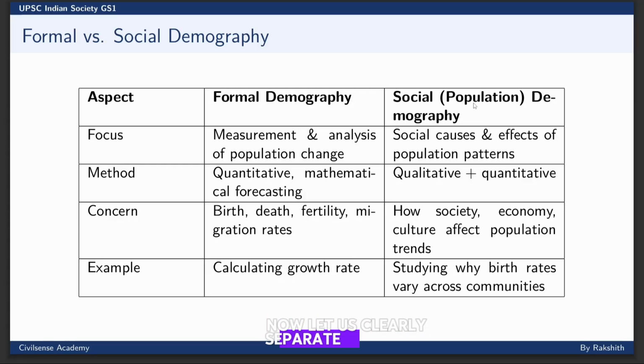Now, let us clearly separate two ideas. That is, formal demography answers questions like how many people, how fast is population growing, and what is the death rate. But social demography asks why is population growing faster in some regions and why is fertility higher among certain groups. For example, formal demography may tell us that birth rates are high in some states, but social demography explains that it is due to poverty, lack of education, patriarchy, or cultural beliefs. So remember this clearly for exams. Formal demography means numbers. Social demography is reasons behind the numbers. Both are important, but sociology focuses more on the second.